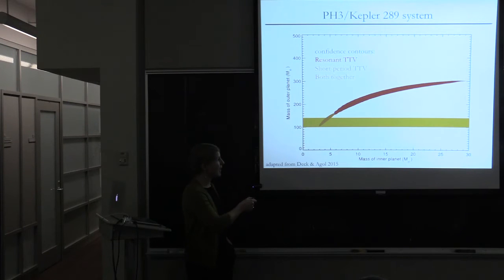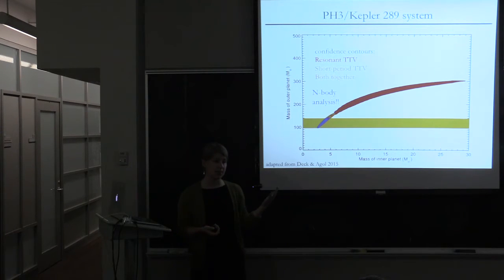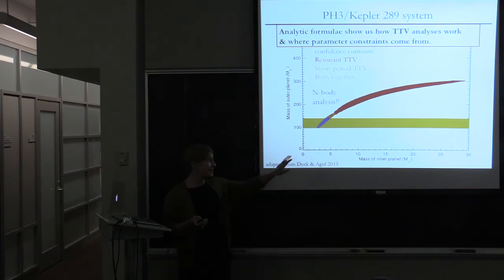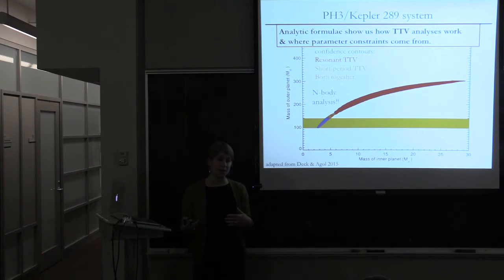Yeah, and so when you combine them, you get this resulting error ellipse. And in comparison, when you do a full n-body analysis, which takes into account all of the interaction terms between the two planets, you get this blue contour here. So there's two takeaways from this. The first is that this short period synodic TTV associated with conjunctions really is an important piece that gives you the masses of the planets because it breaks the degeneracy. And the second takeaway is that the analytic TTV formula basically has all of the information about the masses in it compared to the n-body integration.